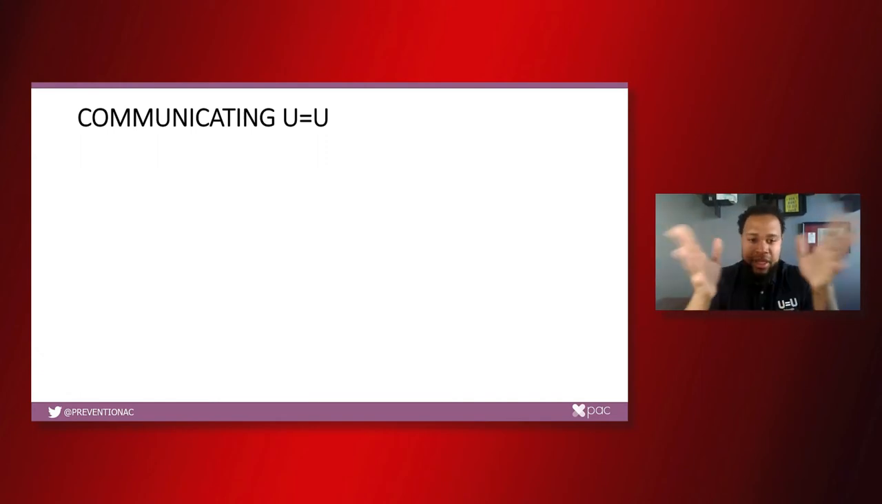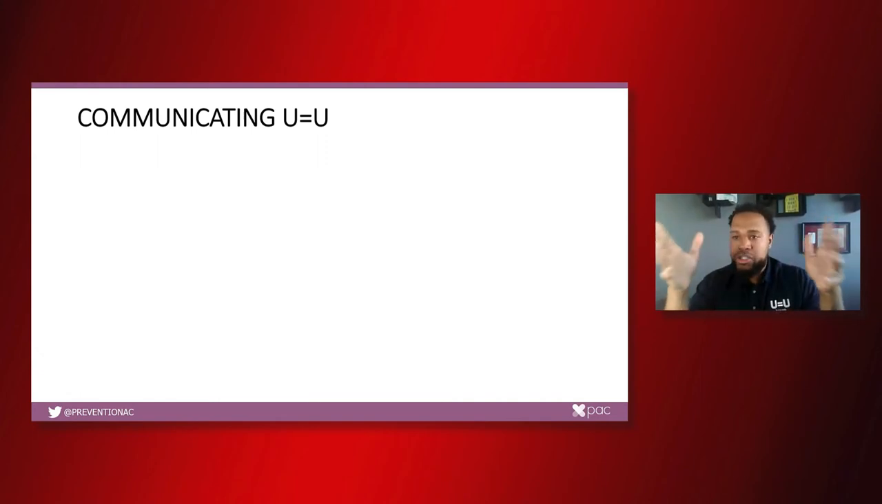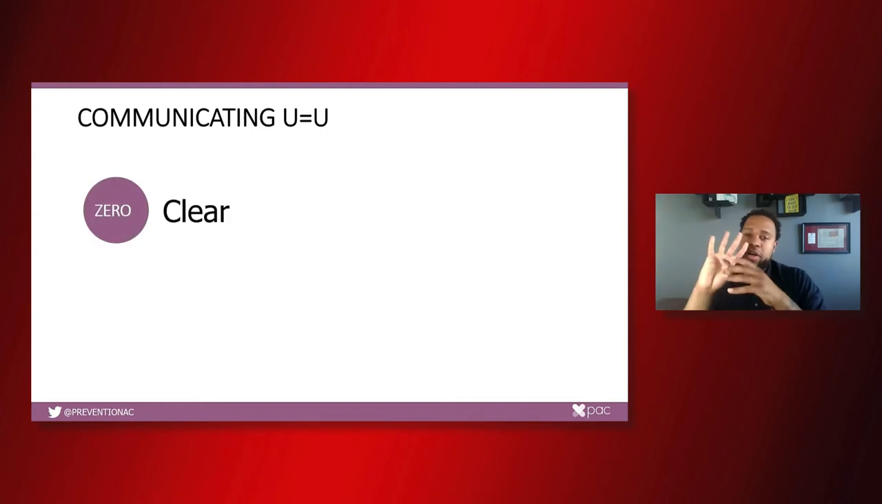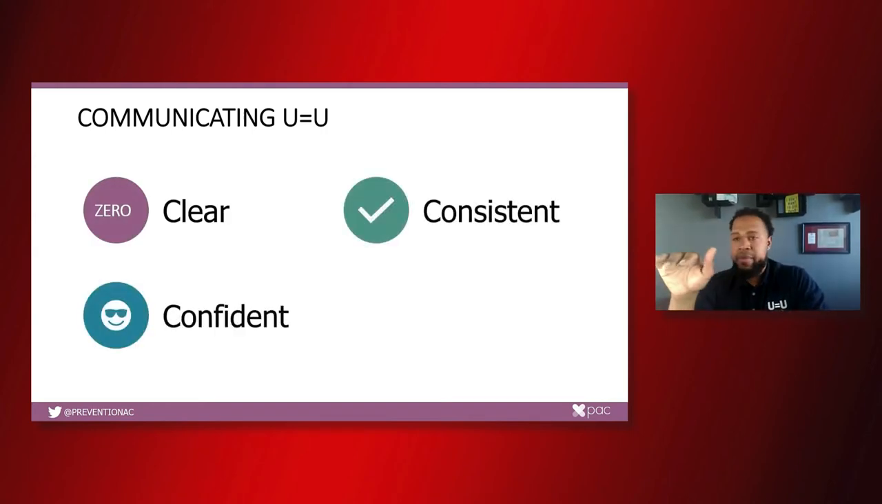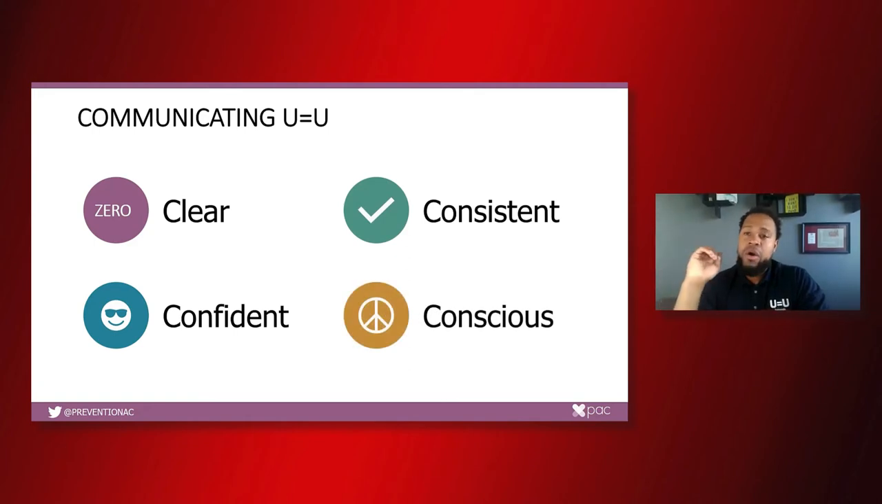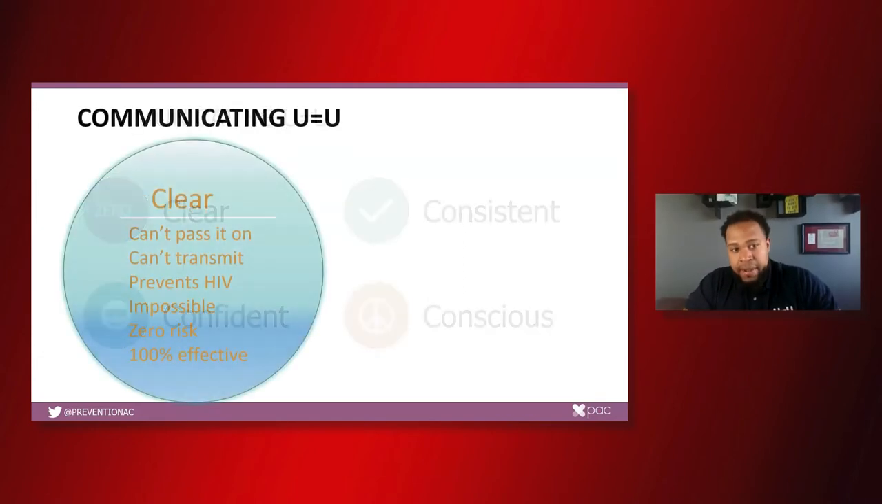So to jump in, communicating U equals U effectively. There are four C's that we abide by when communicating U equals U in any aspect, whether it's with your peers, your community, or with policymakers. And that's to remain clear, confident, consistent, and be conscious of what you're saying when you're using the language surrounding U equals U. So let's jump into the first C, clear.